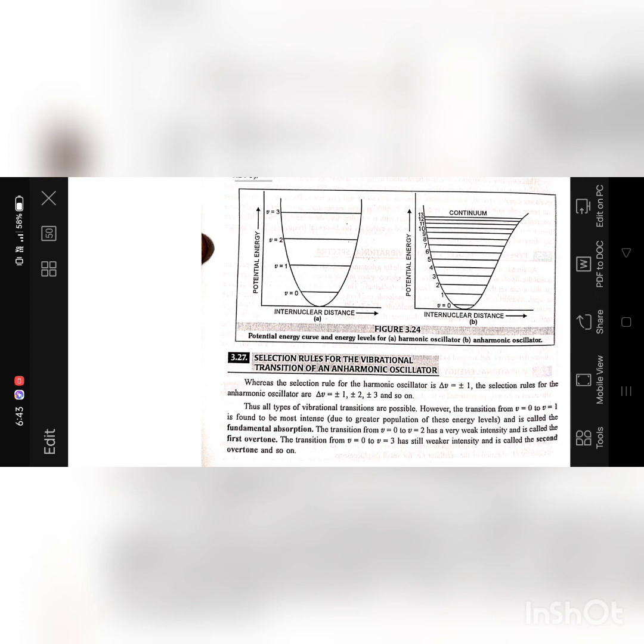However, the transition from v = 0 to v = 1 is found to be most intense due to greater population of this energy level and is called the fundamental absorption. The transition from v = 0 to v = 2 has a very weak intensity and is called the first overtone. The transition from v = 0 to v = 3 has still weaker intensity and is called the second overtone, and so on.